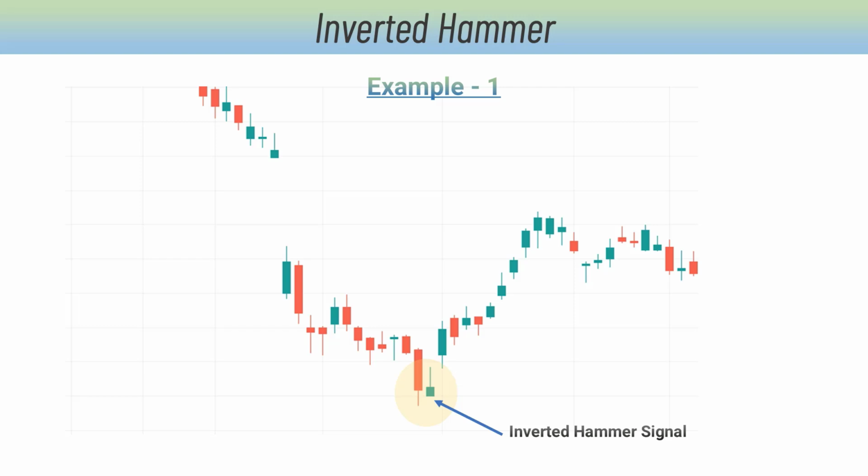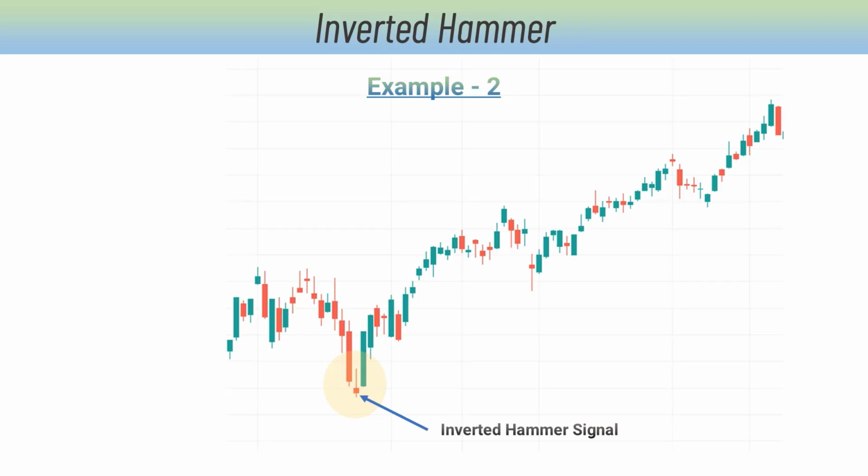But the next day, bulls step in and move the price in an upward direction without any major resistance from the bears. Because the bears have disappeared after the previous day's selling, if the price stays positive after the inverted hammer day, this is the confirmation of the signal.